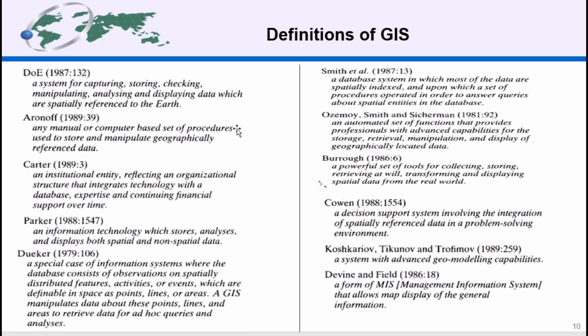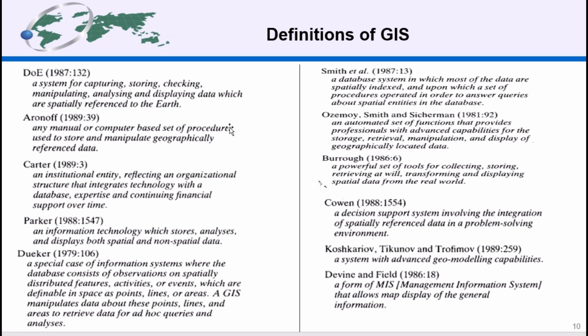Now we have the definitions of GIS according to the following people. According to Doe in 1987, GIS is defined as a system of capturing, storing, checking, manipulating, analyzing, and displaying data which are spatially referenced to the Earth. Aronoff in 1989 defined GIS as any manual or computer-based set of procedures used to store and manipulate geographically referenced data.